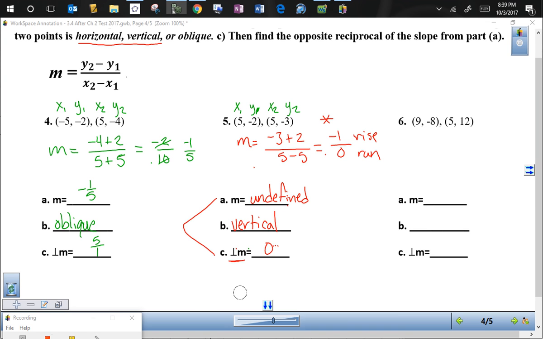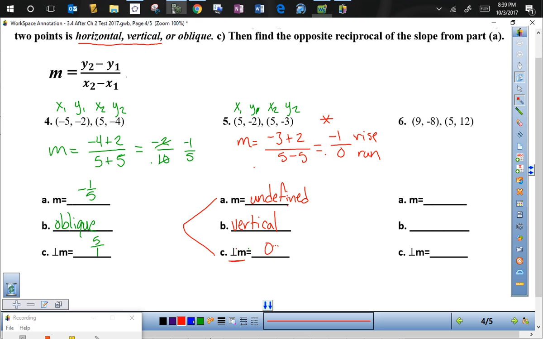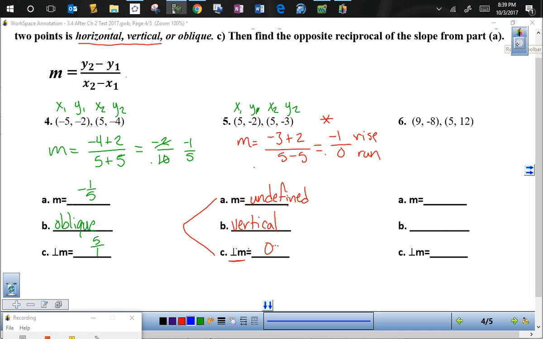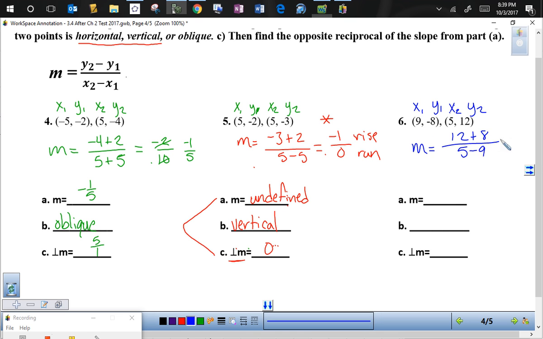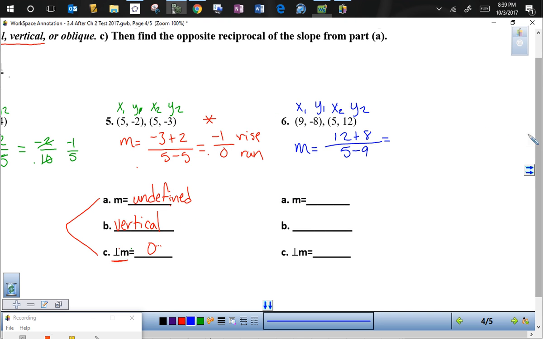All right, let's take a look at this next one here. We've got 9, negative 8, and 5, 12. So x1, y1, x2, y2, and fill out our formula. So 12 minus a negative 8 plus 8, and 5 minus 9. Okay, go ahead and simplify the top and the bottom there. We've got a 12 plus 8, which is 20, and a 5 minus 9.